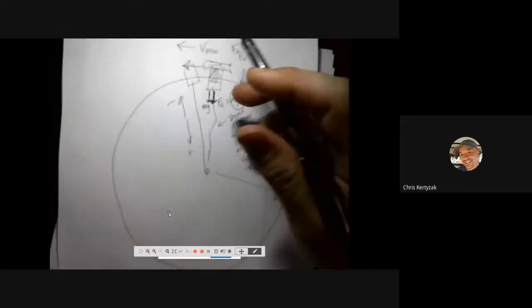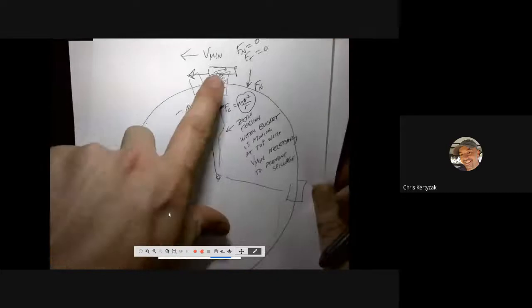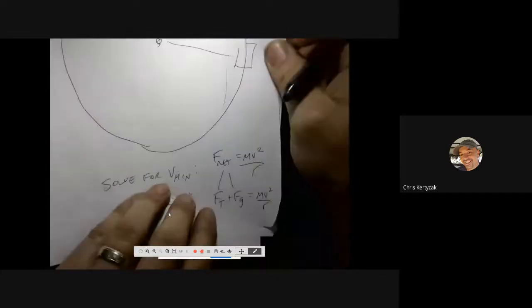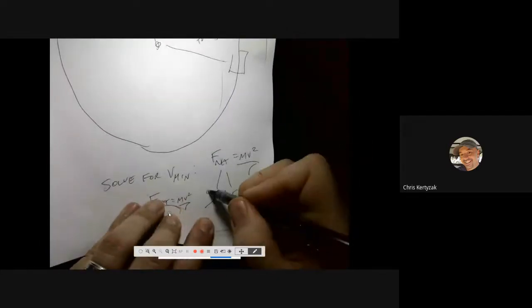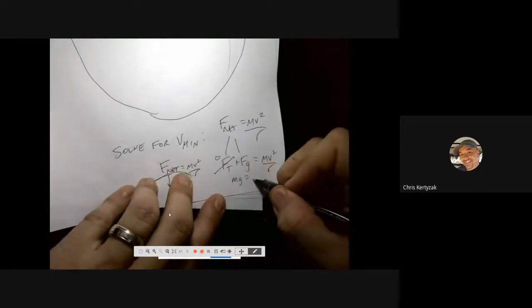But again, at the minimum speed, actually the tension in the rope goes to 0, and it separates from the platform that it's on for a brief moment. And for that reason, this is crossed out as 0. And now you're just left with mg equals mv squared over r.